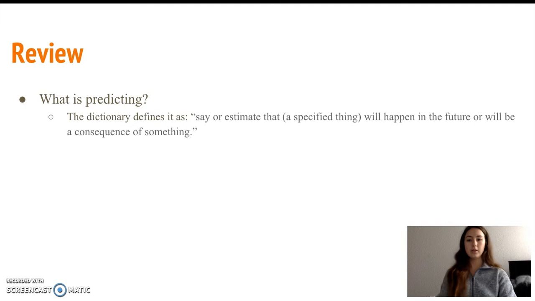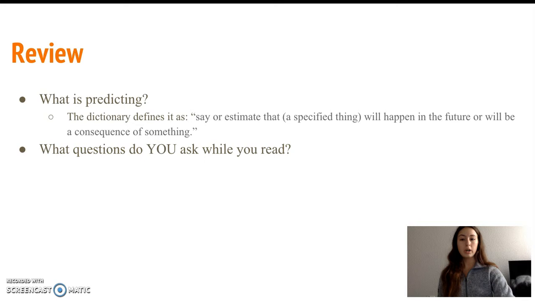That's right. The dictionary defines it as say or estimate that a specific thing will happen in the future or will be a consequence of something. What kind of questions do you ask while you read? Anyone want to share a few that they use? Yeah, go ahead. What does this mean? It's a good one. What else?